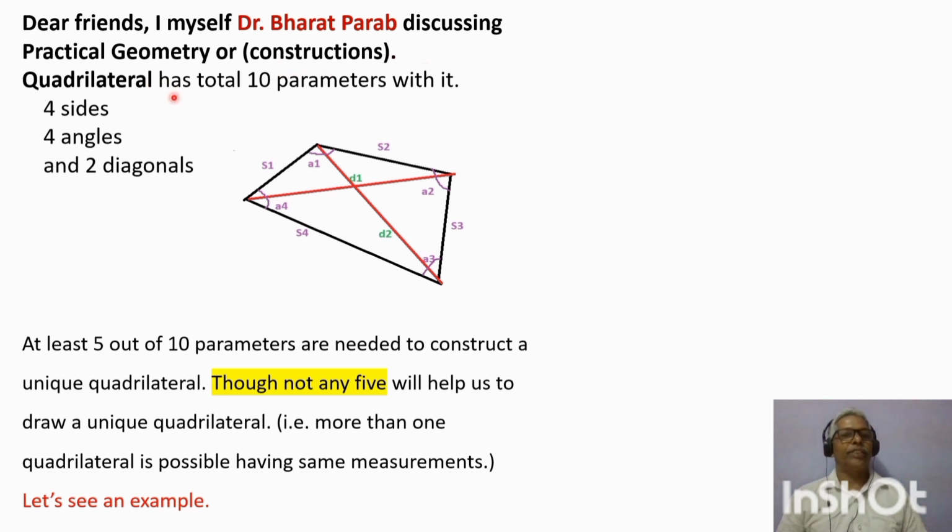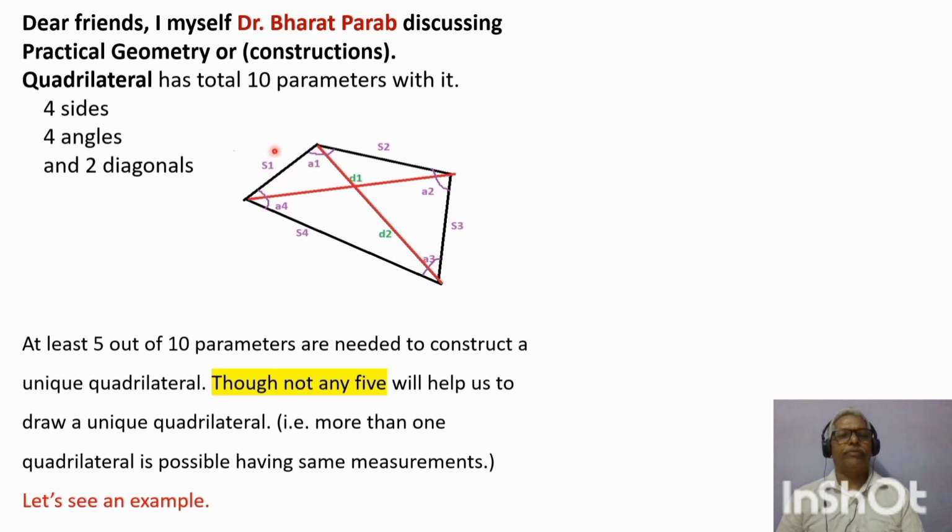In earlier classes, you have seen how to construct a perpendicular bisector of a segment or an angle bisector of an angle. Here we are trying to study quadrilateral. So let us see what is a quadrilateral first and what are its parameters.